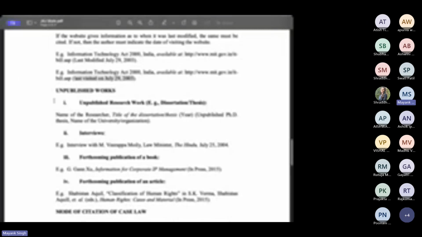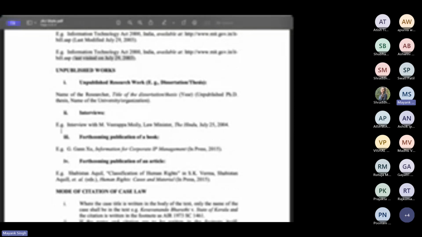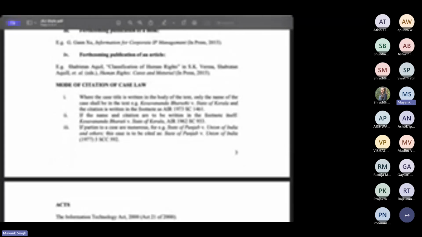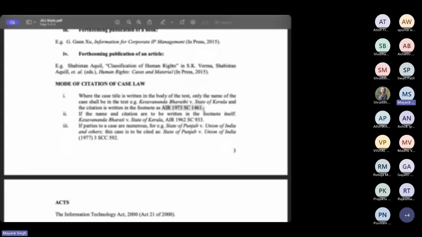Okay. Now the same applies for unpublished work: interviews, unpublished research, forthcoming publication. Mode of citation of a case law. Like you want to write Kesavananda Bharati versus State of Kerala, and the citation is written in the footnote as AIR 1973 SC 1461. So you don't have to write Kesavananda Bharati versus State of Kerala in the footnote. You only have to write this citation in the footnote. This is the ILI style citation. No need to write the name of the case in the footnote, only write the citation. The name goes in the body of the paper, like in the introduction, where you have written. Okay.